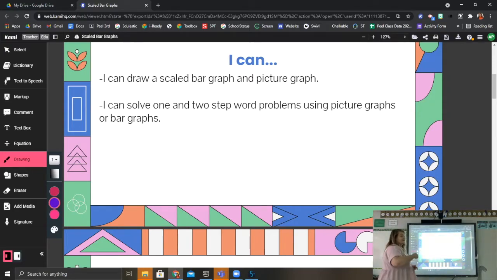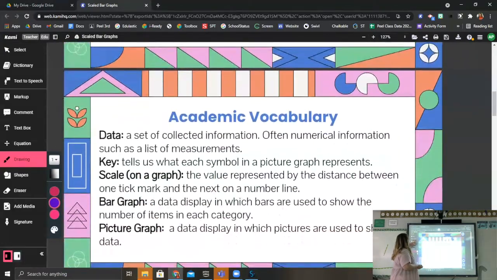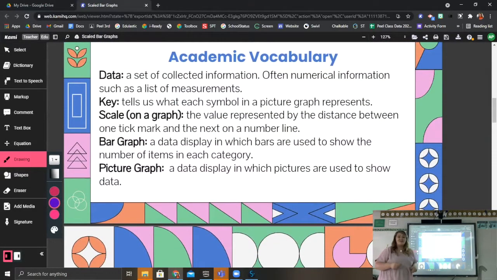So, let's get started. Our academic vocabulary. We need to know the word data. Data is a set of collected information. It's often numerical. That means it's numbers. The numbered information, such as a list of measurements. For instance, you might have 2 inches, 3 inches, 4 inches, and 5 inches. However, not always. A key. It tells us what each symbol in a picture graph represents.